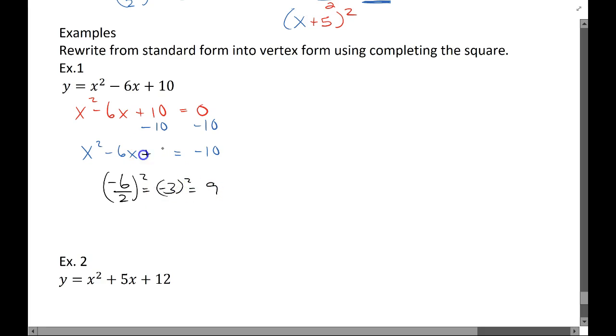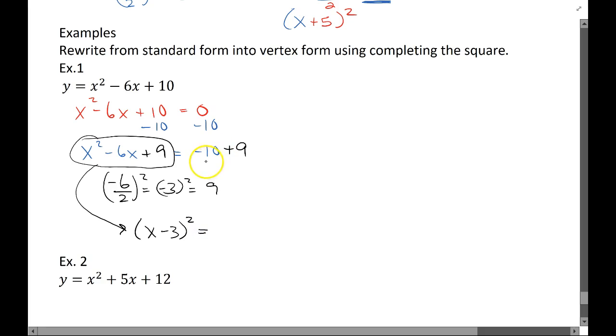So we're going to add 9 to the left. If you add 9 to the left, you have to add 9 to the right. So this portion here, we can go ahead and factor. And so that factored using the shortcut, the x squared becomes x. Half of the middle term is negative 3 squared. Now that equals what is on the right, which was the opposite of our original c value plus our new c value, and we get a negative 1.